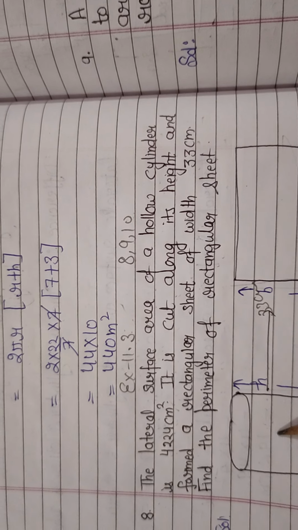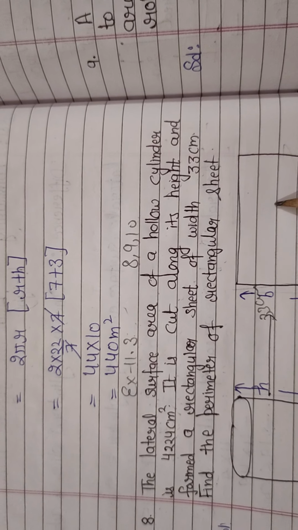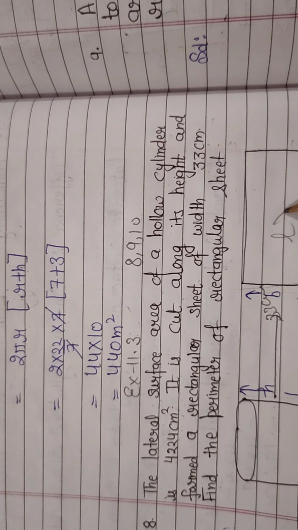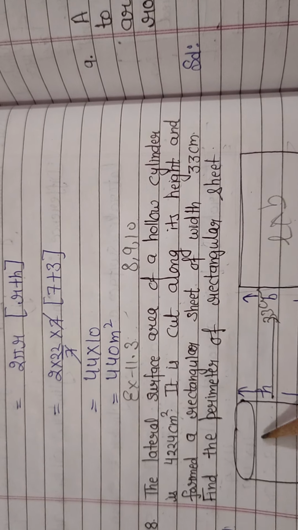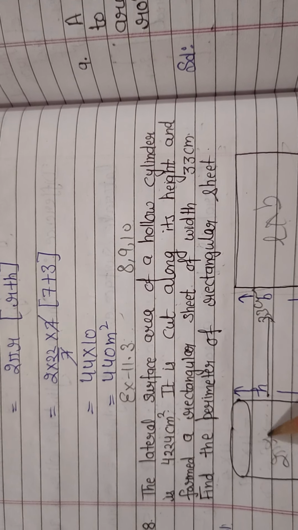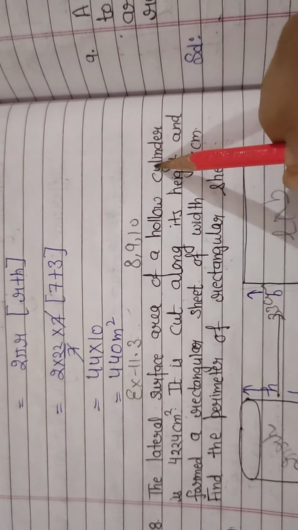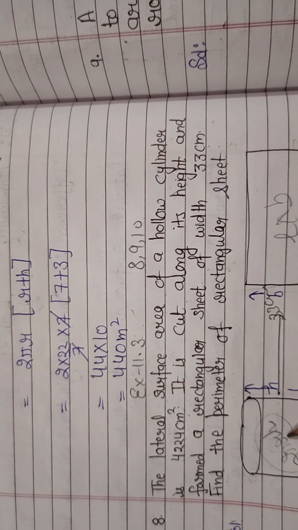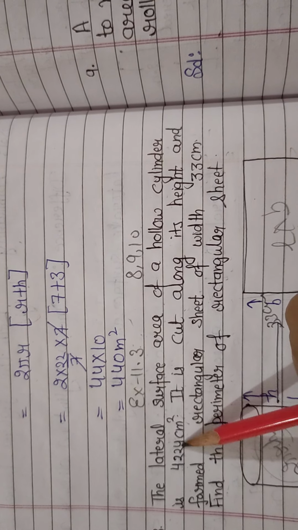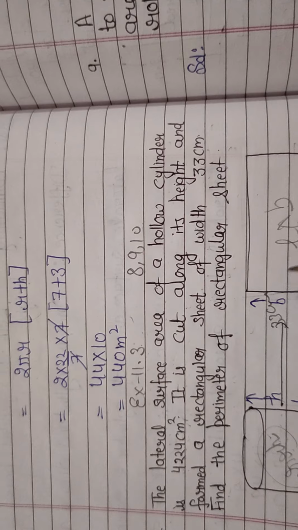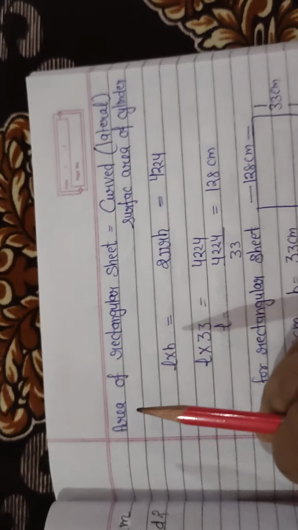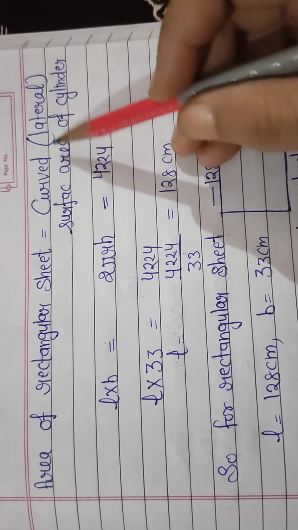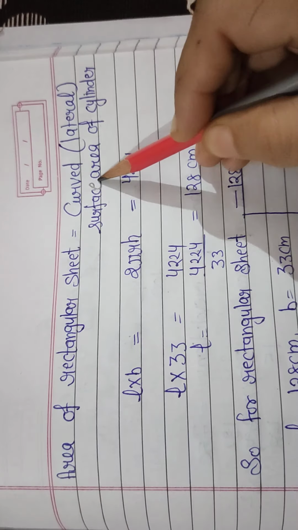So we can say the lateral surface area of the cylinder is equal to the area of rectangular sheet, and the area of the rectangular sheet is L into B, and the lateral surface area is 2 pi RH for the cylinder. Now area already it is given, no need to find out. It is 4224 cm square, which is equal to L into B. So we can write area of a rectangular sheet, which is equal to the curved or the lateral surface area of the cylinder.